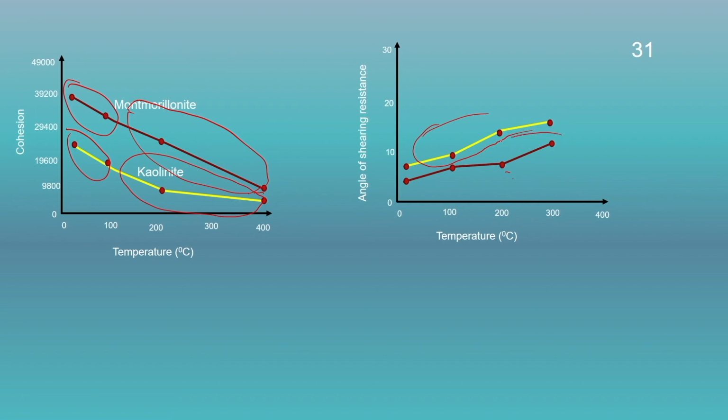Here we could see with increase in the temperature, since the smaller particles get broken and silt particles get formed, there will be an increase in the angle of shearing resistance with increase in the temperature for both kaolinite and montmorillonite.